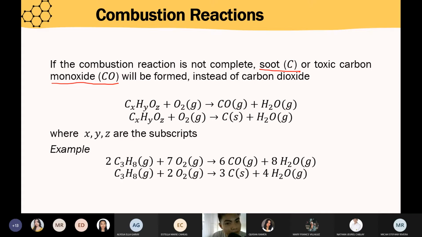Makikita mo naman yan sa sasakyan. Pag luma na, maitim na yung binubugang usok. Bakit? Ito yun, soot. So may soot na siyang produce kaya nangingitim yung usok, kasi incomplete na yung combustion. Then, ito yung pinaka-dangerous, the byproduct of carbon monoxide. Why siya dangerous?